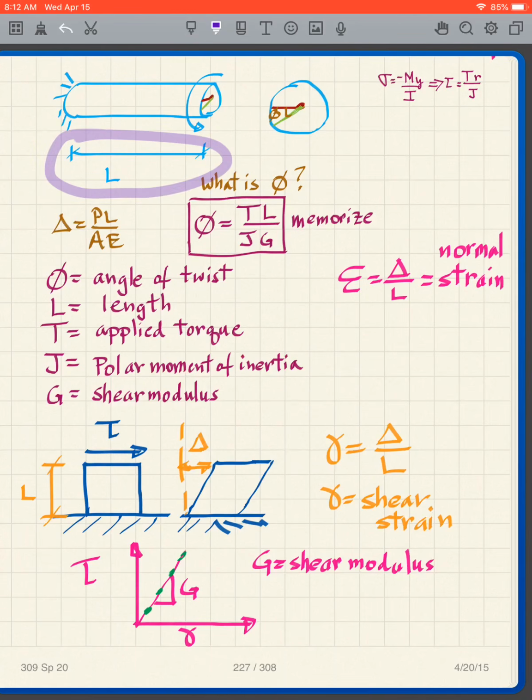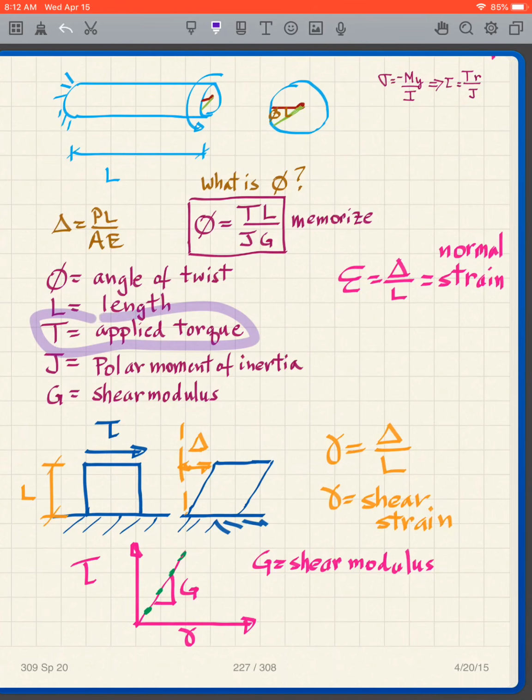L is the length of our cylinder. T is the applied torque. J, again, is the polar moment of inertia, which we've talked about. G now is what? It's not the modulus of elasticity, it's the shear modulus. If you recall what the shear modulus is, we talked about this before.